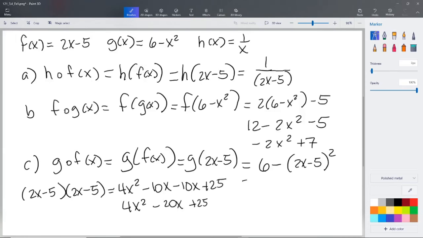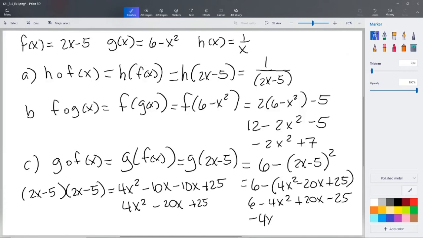So this problem over here has become 6 minus 4x squared minus 20x plus 25. We want to distribute our negative sign, so it becomes 6 minus 4x squared plus 20x minus 25. And then we can add the 6 and the 25 together for us to get negative 19, and that's where this problem is going to end. So we're going to see this as minus 4x squared plus 20x minus 19. And that would be the golf answer of this particular problem.